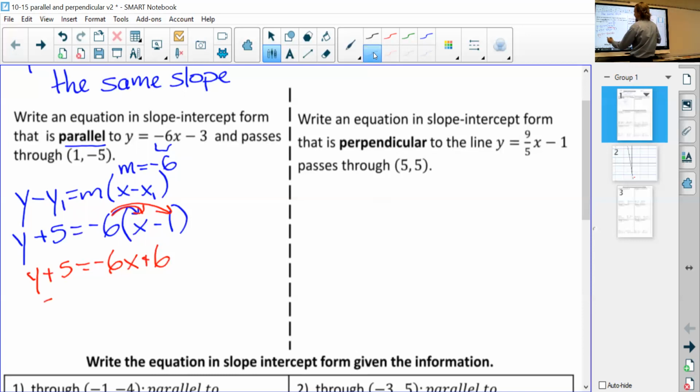Oh my goodness, I hate this board. Come on, change my color. Give me a different color. What do I do with the pen?